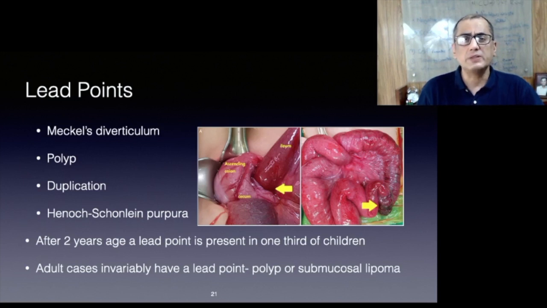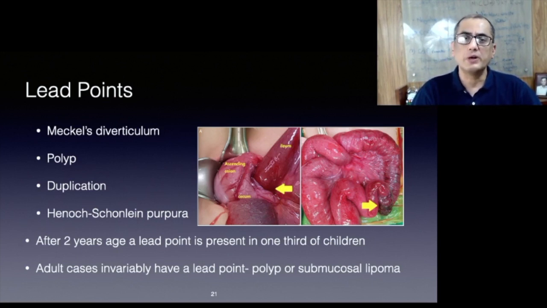Now, children with intussusception associated with pathological lead points such as a Meckel's diverticulum, polyp or duplication, Henoch-Schönlein purpura or appendix are usually older than those with idiopathic disease. After the age of 2 years, a pathological lead point is found in at least one third of affected children.